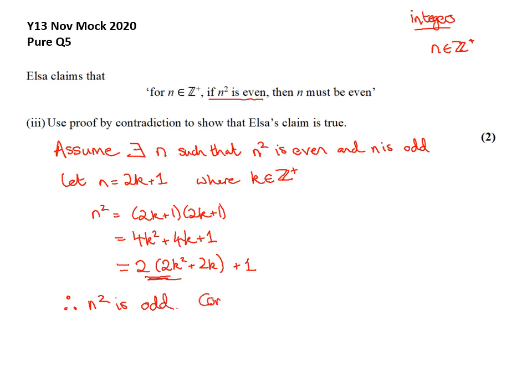This is a contradiction. Contradicts the assumption. Therefore, my assumption is not true. If n squared is even, then n must be even.